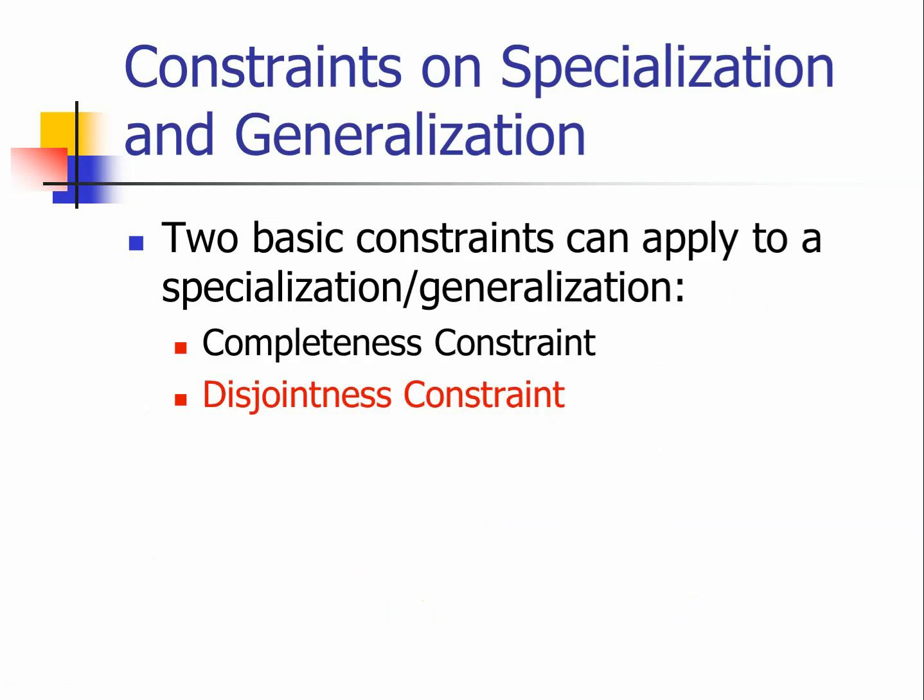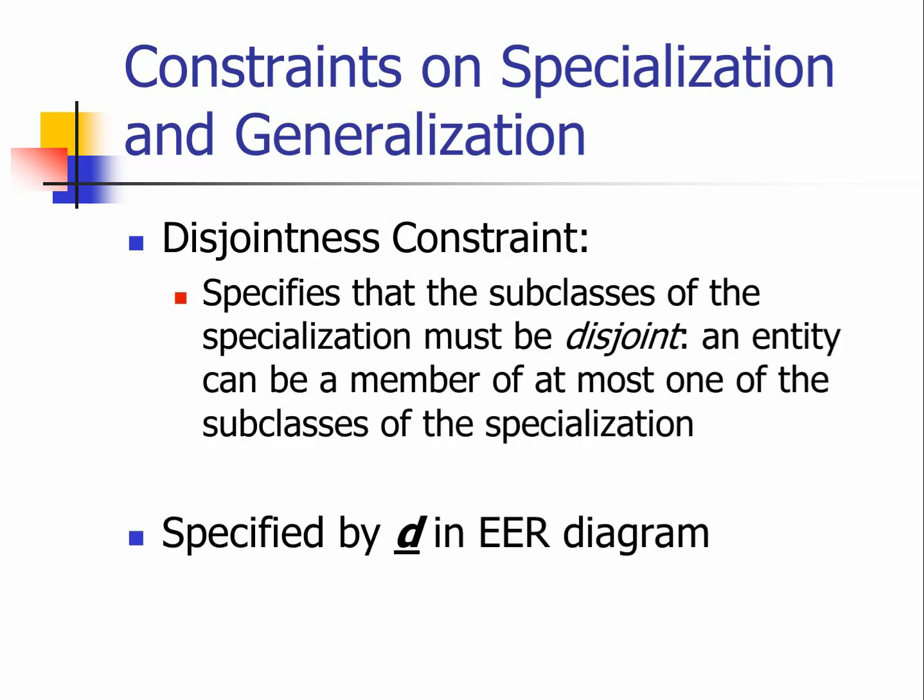The second constraint regarding the EER is the disjointness constraint, and that is what we see as the small d in the earlier company database. If we put a d, indicating that it is a disjointness constraint, it specifies that the subclasses of the specialization must be disjoint. So what is the meaning of disjoint? Disjoint indicates an entity can be a member of at most one of the subclasses of the specialization.